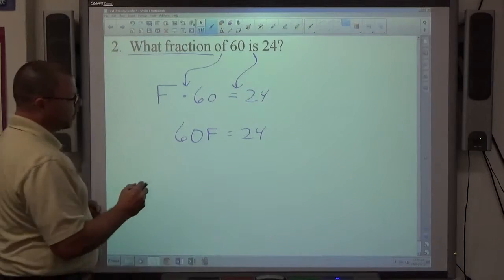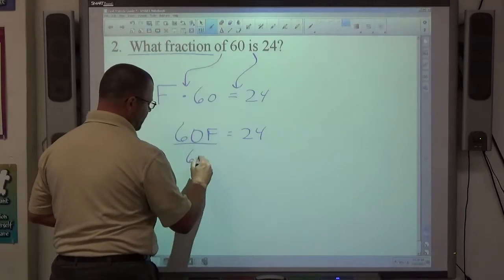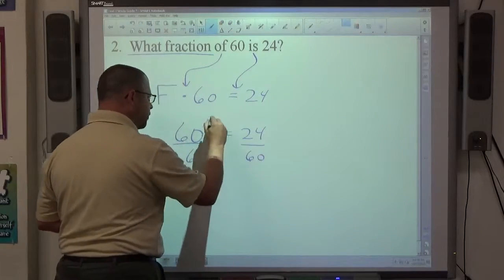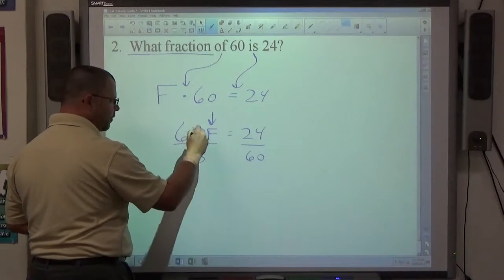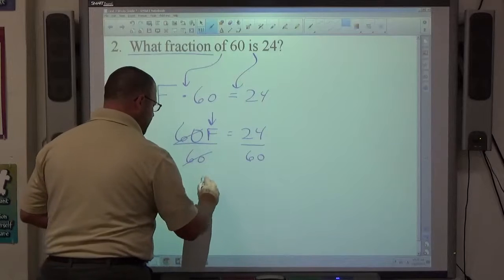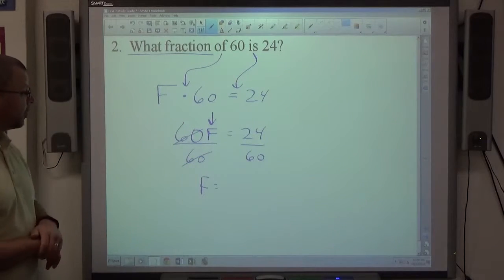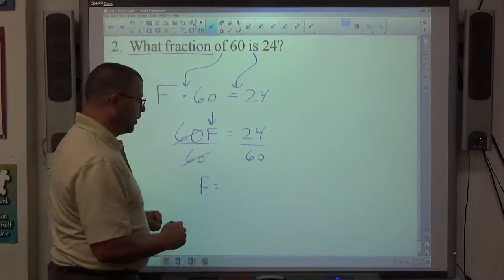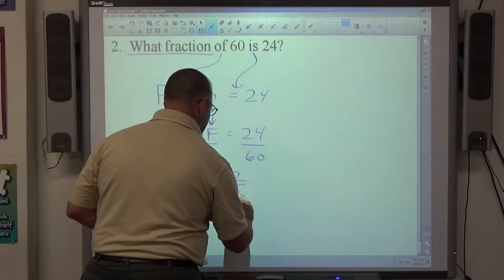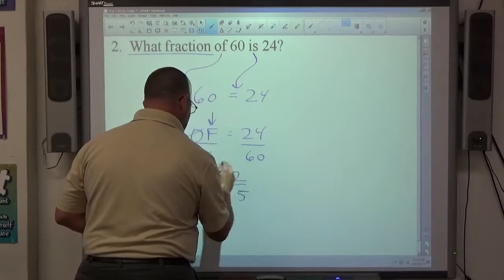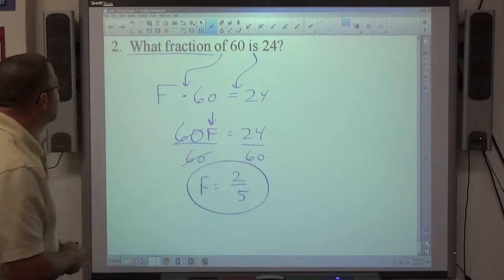So if 60f equals 24, we divide both sides by 60. Always, whatever the letter is, always divide by the number in front of that letter. And it is requesting a fraction, so I do want to leave it as a fraction. I do want to reduce as much as possible, both 24 and 60 divided by 12. So 2/5 is the correct reduced fraction for that one.